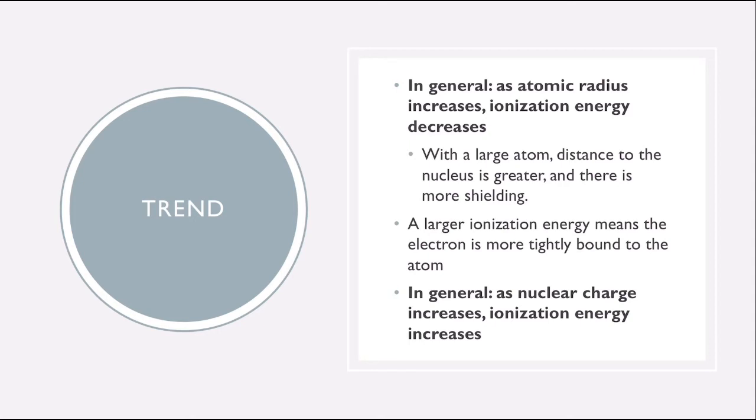So as we know, periodic trends coexist. As atomic radius decreases, ionization energy increases. With a large atom, distance to the nucleus is greater, and there is more shielding from inner core electrons. Less energy is then required to remove an electron, as they're less attracted to the nucleus and less tightly bound. So we can say as well, as nuclear charge increases, ionization energy increases.